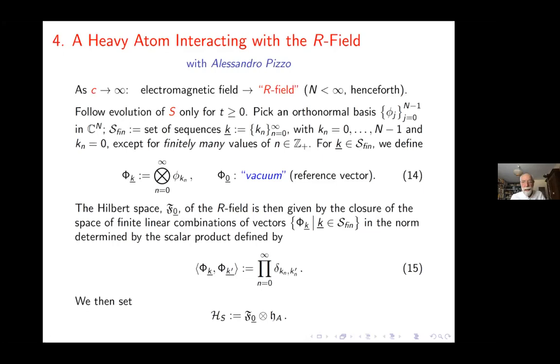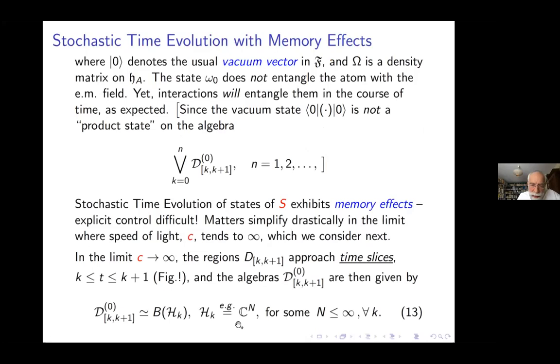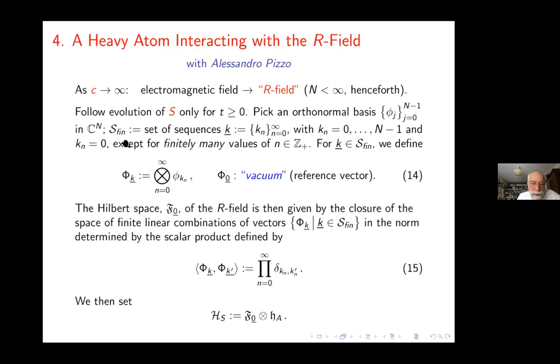Let us pick an orthonormal basis, phi sub j, j goes from 0 to n minus 1, in these Hilbert spaces of the time slices of the R field. All right, S sub finite is the set of sequences, k underlined, that have the property that k_n is any integer between zero and n minus one, but k_n equals zero except for finitely many possible values of times n.